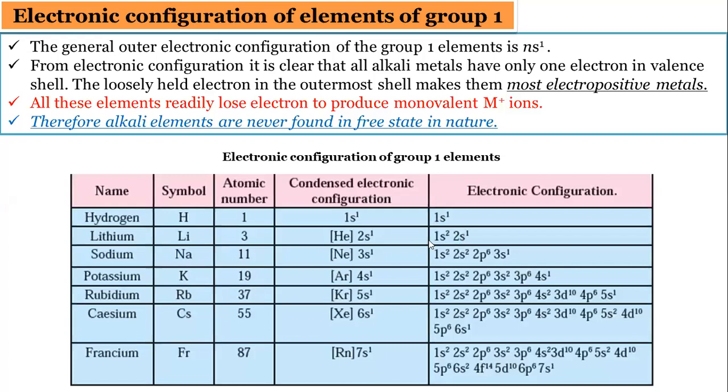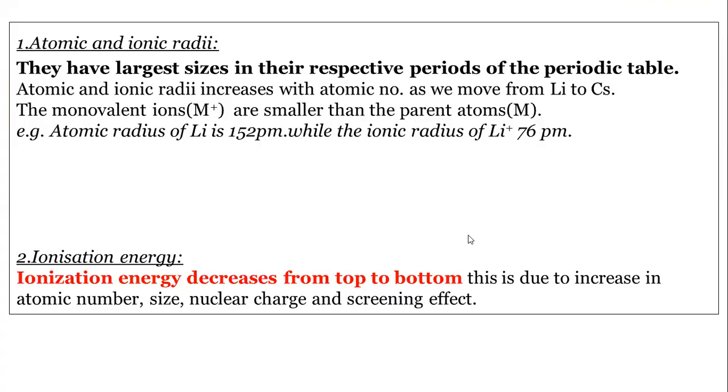See, if we take the example of lithium, 1s2 2s1, if the one electron is removed, so this entire 2s shell will be removed. So the atomic size will decrease. Means atomic size of the monovalent ion is less than the parent atoms, because this complete shell will be removed if this one electron is given. So it is mentioned here: monovalent ions are smaller than the parent atoms.